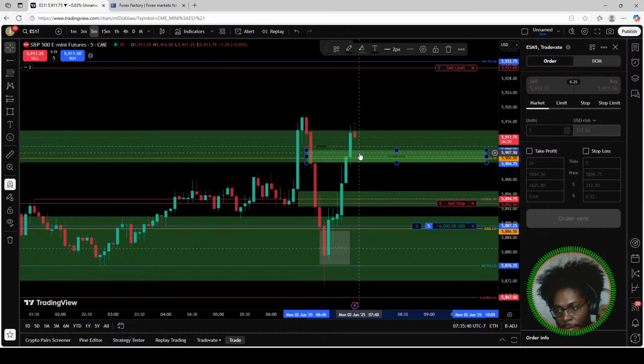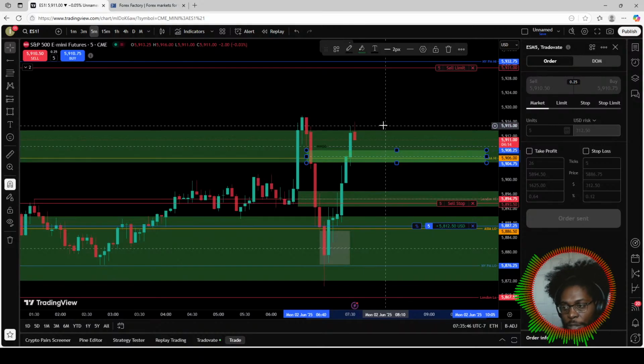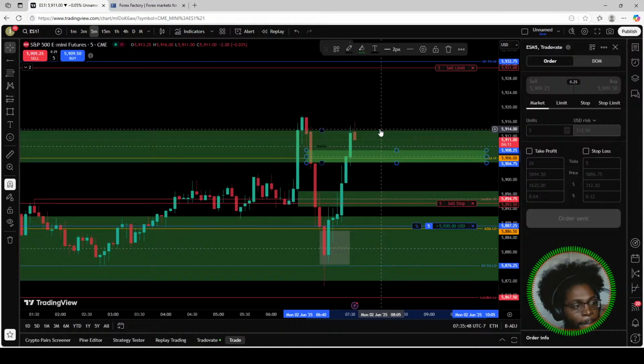But if we create a gap on top of this gap and don't pull all the way down there, then that just gives me extra confluence that is gonna be pretty strong.